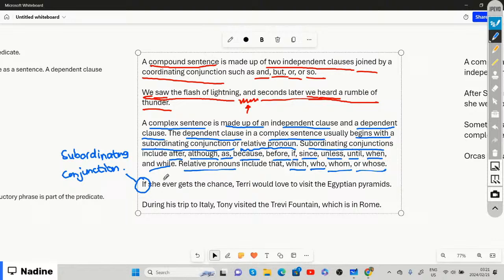So if is a subordinating conjunction, which means that our first part is a dependent clause, and then the second part is our independent clause. And then we have, during his trip to Italy, Tony visited the Trevi Fountain, which is in Rome. And in this sentence, the word which is our relative pronoun.